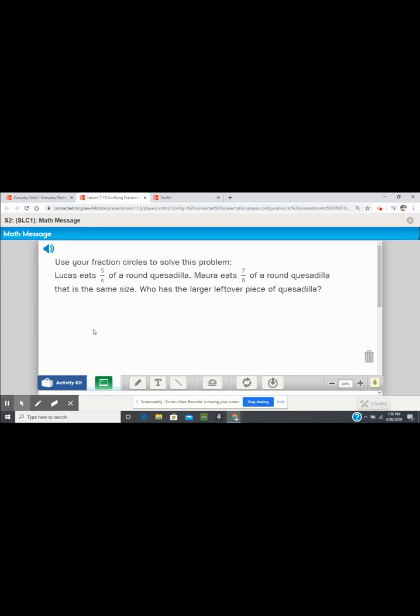Okay, so today's math lesson is justifying fraction comparisons. That might seem like it's going to be a hard lesson, but I'm going to break it down so that you can do it step by step. But before we do that, let's look at our math message.